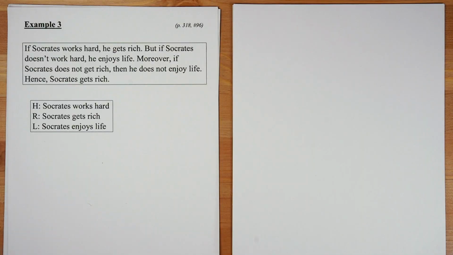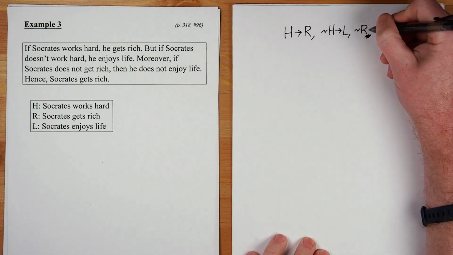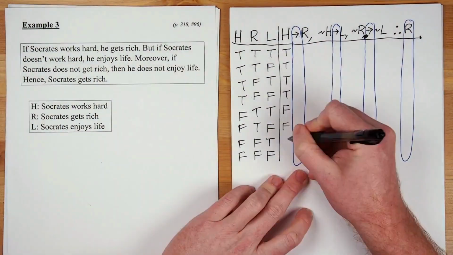Let's look at one more argument. Pause the video and see if you can symbolize this one on your own. All right, how'd you do? If you didn't get it, were you close? Now let's construct a truth table for it. Pause the video and see if you can do it on your own. Construction commencing.